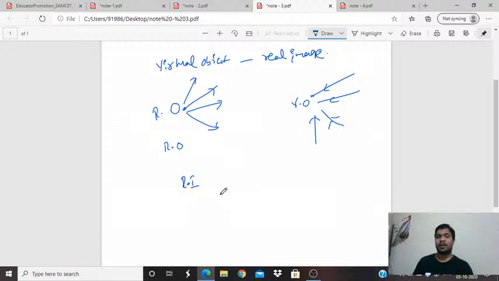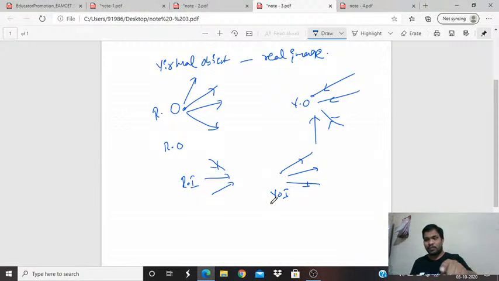Same like that for a real image. Real image means after light rays are incident from the object, they have to converge directly to a point. That is called a real image. And if they appear to diverge from the image, that is called a virtual image. In the barber shop example, the first image is real. After that, the more images we get are virtual, and we can't touch them directly. That is the difference. So real object means light rays diverge; real image means light rays converge.